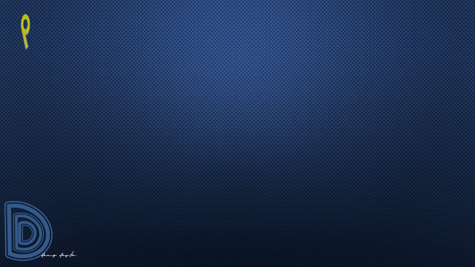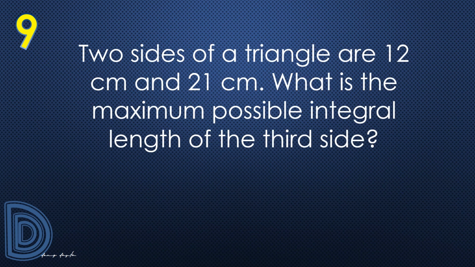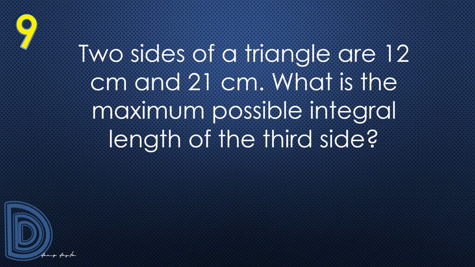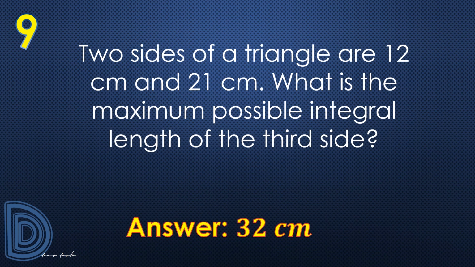Question number 9. Two sides of a triangle are 12 centimeters and 21 centimeters. What is the maximum possible integral length of the third side? Go. Time is up. The answer is 32 centimeters.